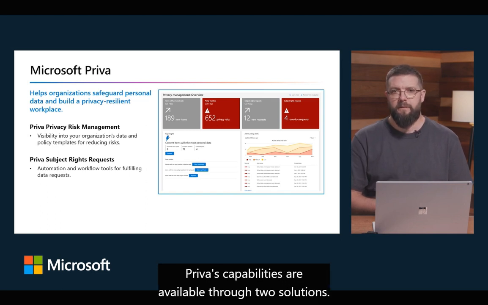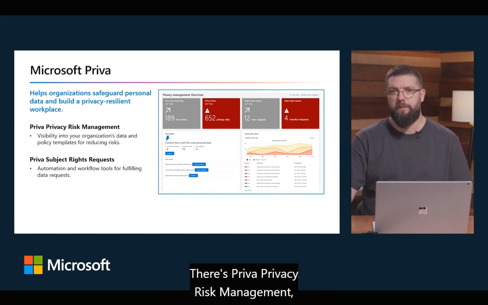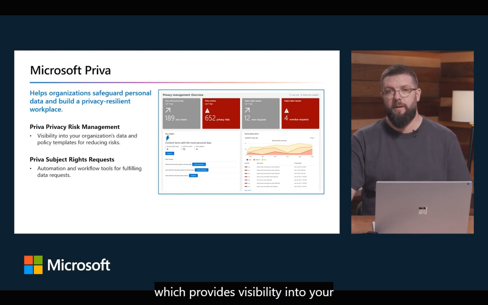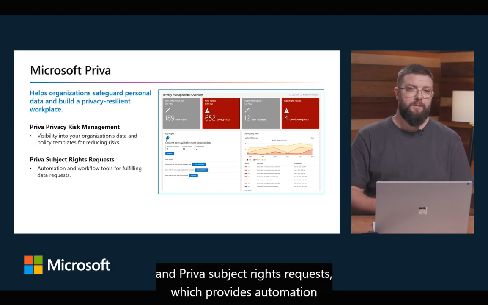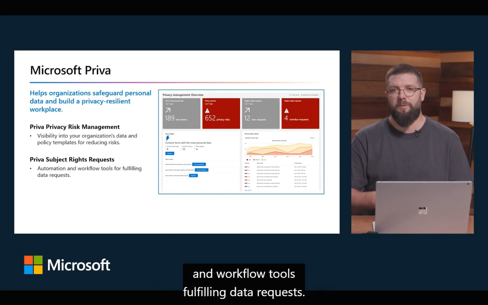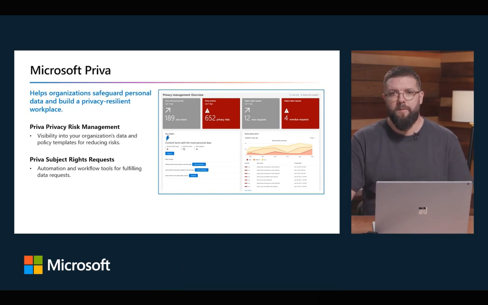Priva's capabilities are available through 2 solutions. There's Priva Privacy Risk Management, which provides visibility into your organization's data and policy templates for reducing risks, and Priva Subject Rights Requests, which provides automation and workflow tools for fulfilling data requests.